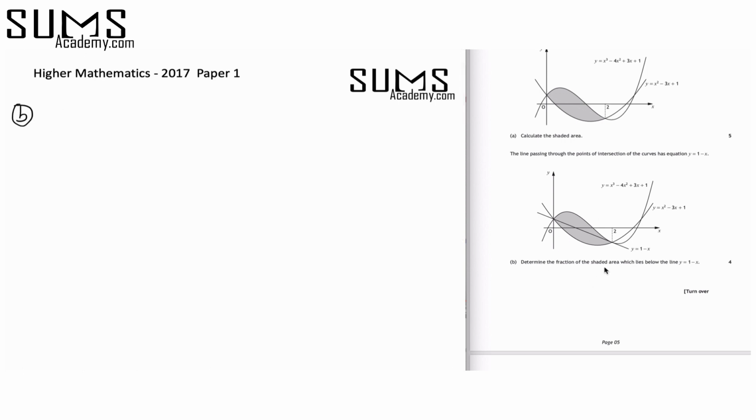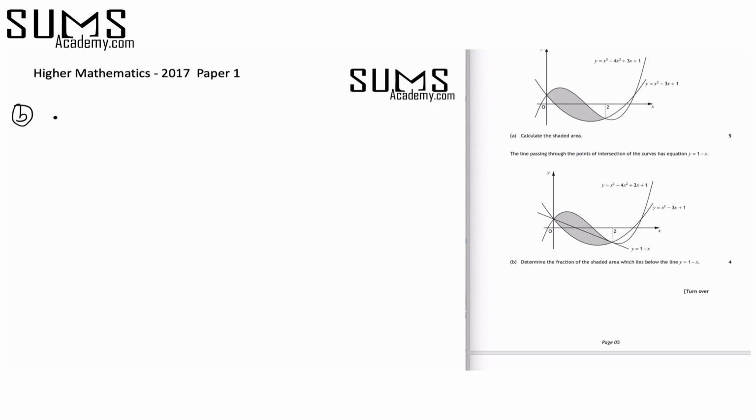Determine the fraction of shaded area which lies below the line y equals 1 minus x. Okay, so this line here, y equals 1 minus x, goes from there to there. And so what we need to do is calculate the shaded area in here and then compare it to the overall shaded area. And from that, we'll be able to work out what fraction it is.